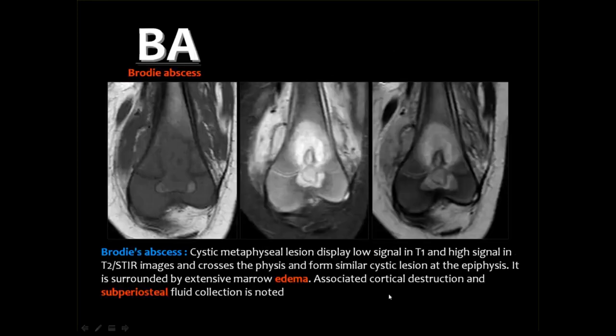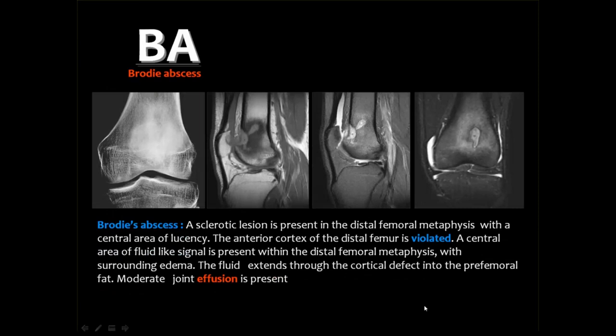And this is also another example of Brodie abscess that is crossing the physeal plate, and you can see the extensive surrounding bone marrow edema, and the lesion is of low signal in the T1, high signal in the T2, and if you inject contrast material, the edema will enhance, and also you may be able to see some periosteal fluid collection along the distal part of the shaft of the femur.